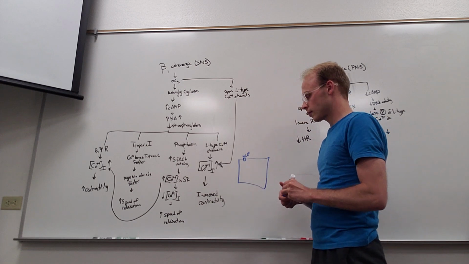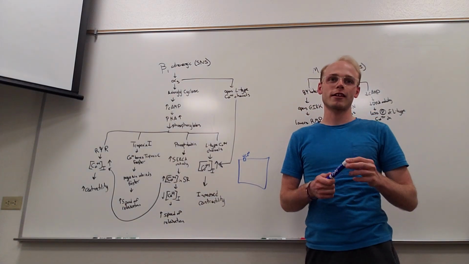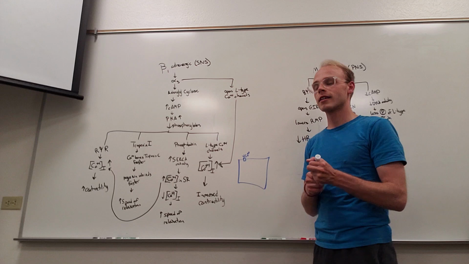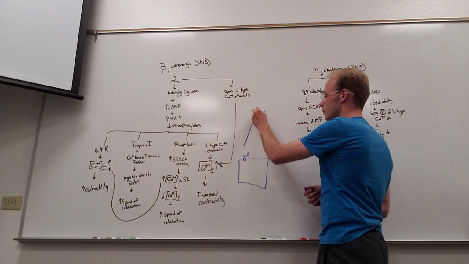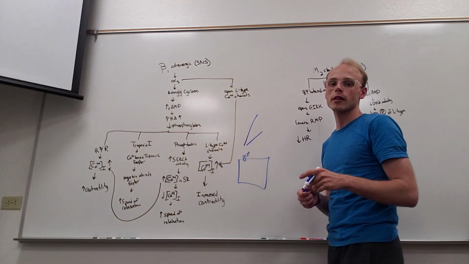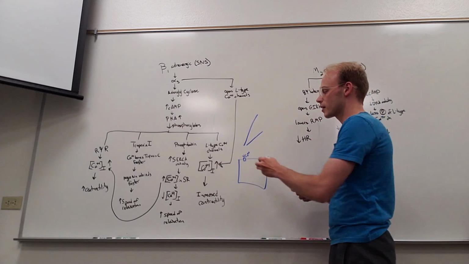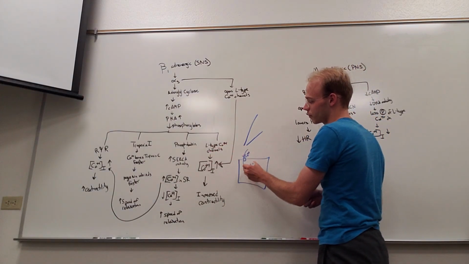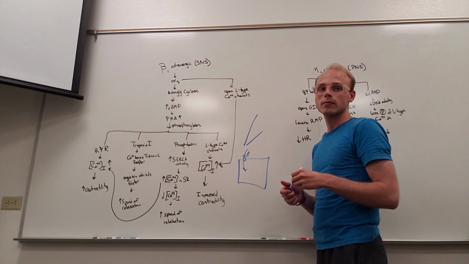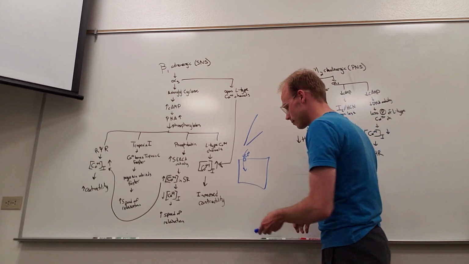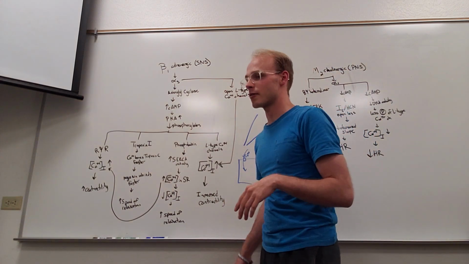Less increased contractility. So instead of increasing by this much, it's going to increase by that much. It'll just increase slightly less because I have less of a gradient of calcium rushing in. Does that make sense? Great. Good question.